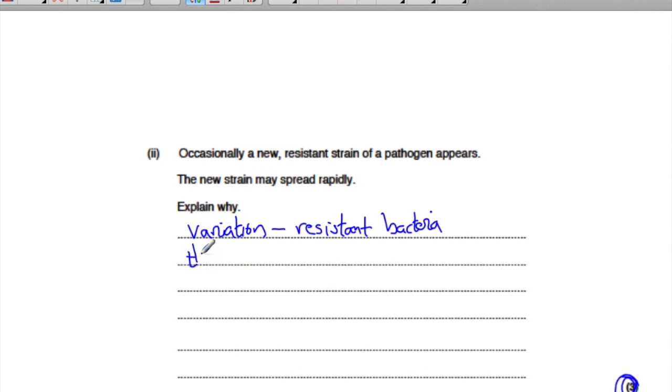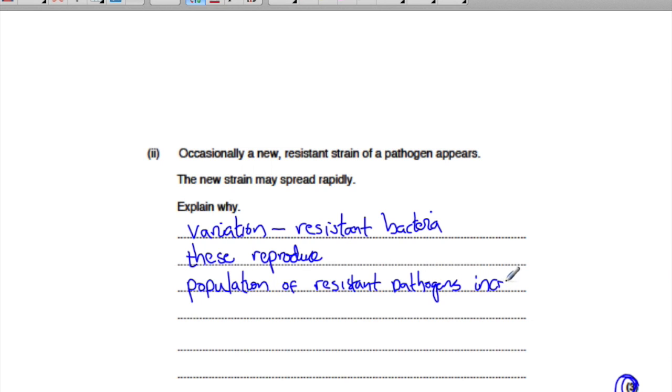These will reproduce, and they will pass on their resistance to the next generation. Okay, so I would say the population of resistant bacteria or resistant pathogens, to use the correct term, increases. Okay, so there's your 3 marks.